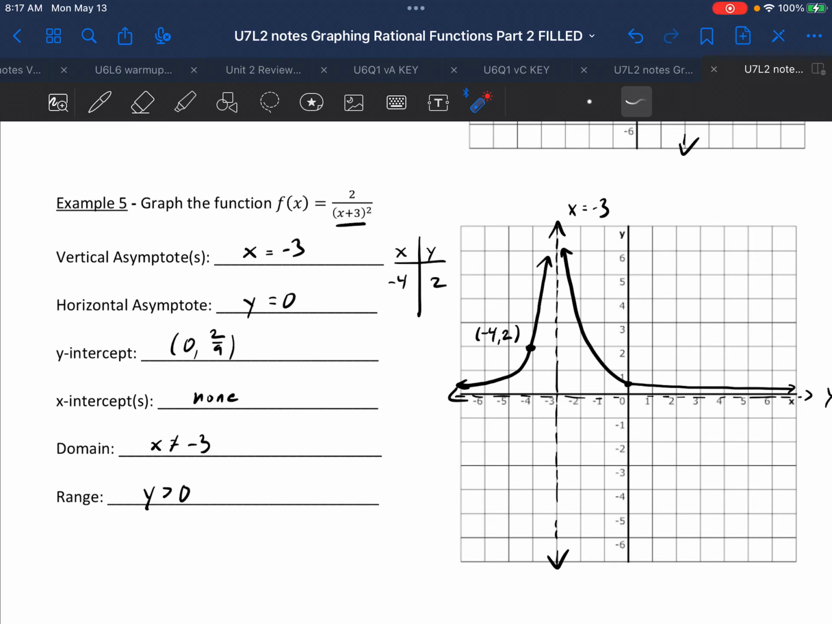The one other point that I checked was -4. I just picked an x value to the left of my vertical asymptote and plugged in. When we plug in -4 here, we get 2. Okay, so this point is enough to guide this part of the graph. The graph has to approach this horizontal asymptote. It has to approach this vertical asymptote. Again, it does not cross this horizontal asymptote because that's y equals 0, and this function, because we have a 2 in the top, can never equal 0. So I think that's enough. That helps with our domain. It helps with our range, and that's it, guys.